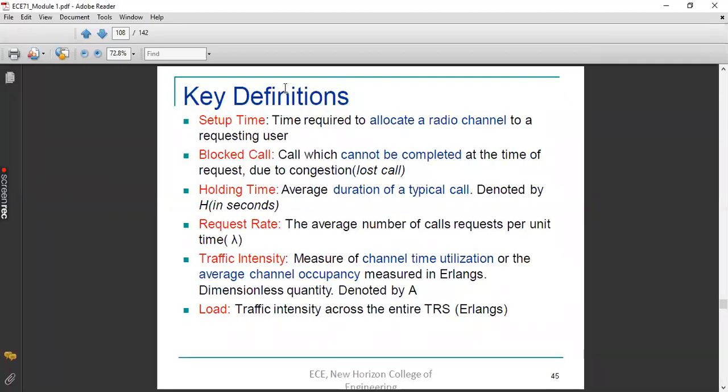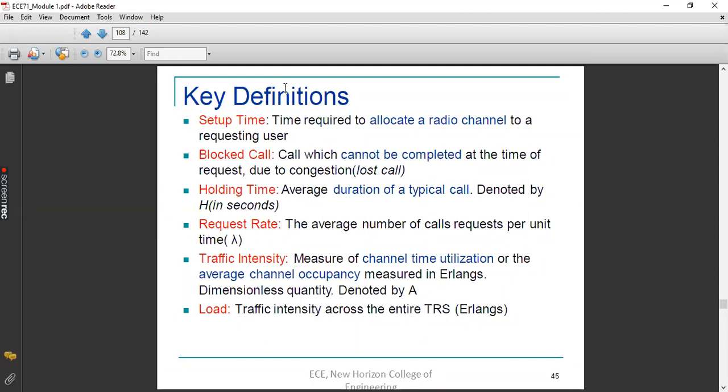Now, what do you mean by load? Load is nothing but traffic intensity across the entire TRS. Here also it is measured in terms of Erlangs, but we can't say that here it is one Erlang because we are taking the entire TRS into account. What do you mean by TRS? Trunked radio system. It means we are going to consider all the channels available in the pool, and then we are measuring the total traffic intensity. That is what is called load. Its unit is also Erlang. So don't confuse traffic intensity and load.